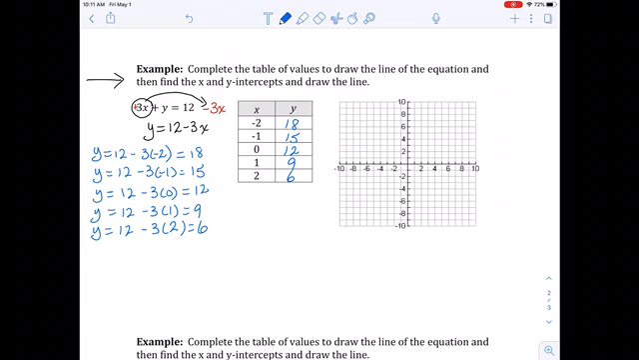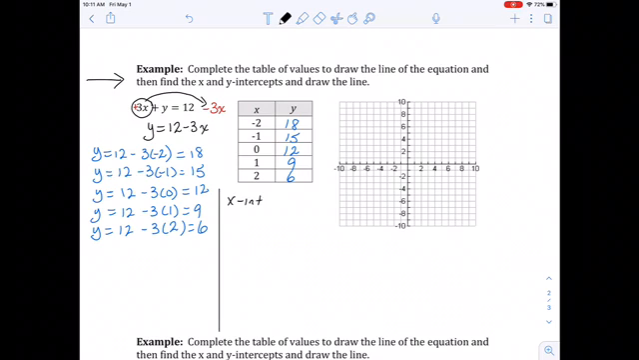Okay, so I filled in the table of values, and hopefully you have too. Of course, that was 12 minus 3 times negative 2, which is going to be a positive 6. So that ends up being 12 plus 6, which is 18. Now, if I wanted to do the same idea, instead of using these coordinates, but find my x and y intercepts, what would those look like? So let's go through that.